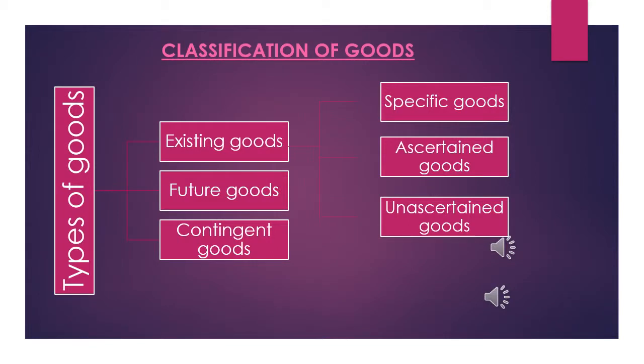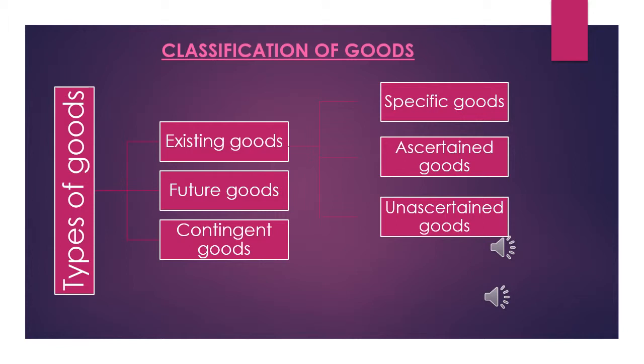Classification of goods. There are three types of goods. First is existing goods. Existing goods means the goods which are owned or possessed by the seller at the time of contract of sale. Existing goods are classified into three. A is specific goods. Specific goods are those goods which are identified and agreed upon at the time the contract of sale is made. B is ascertained goods.